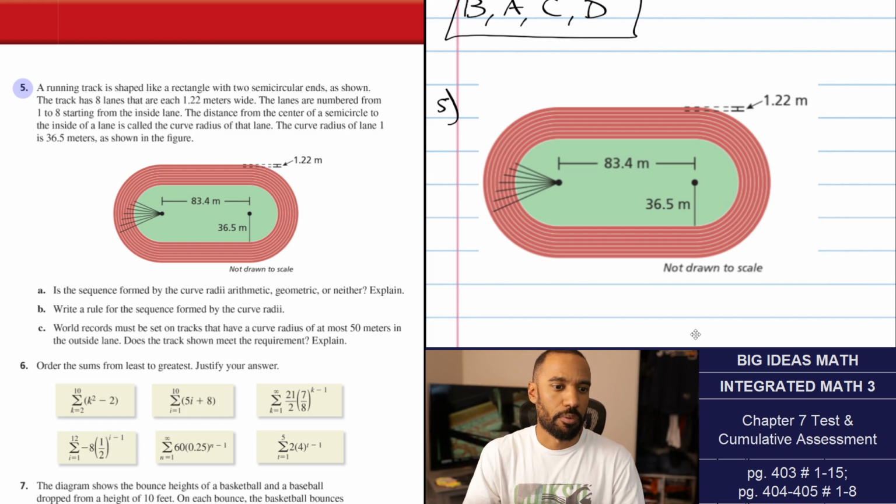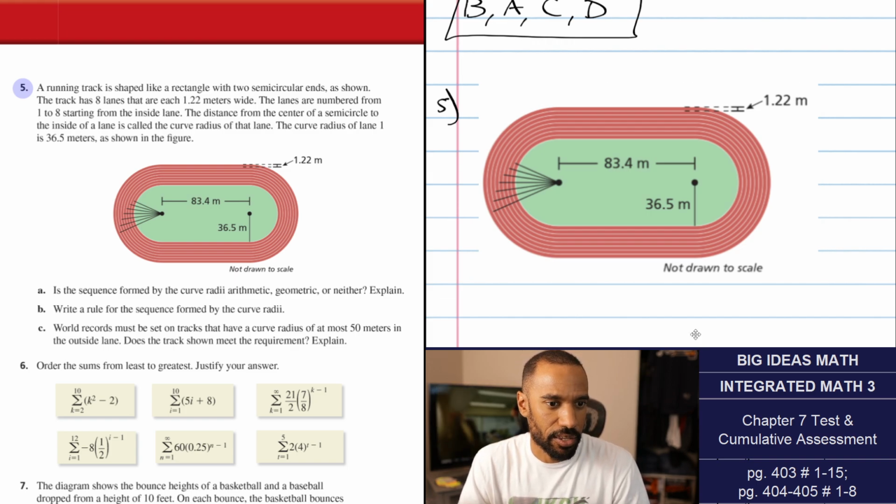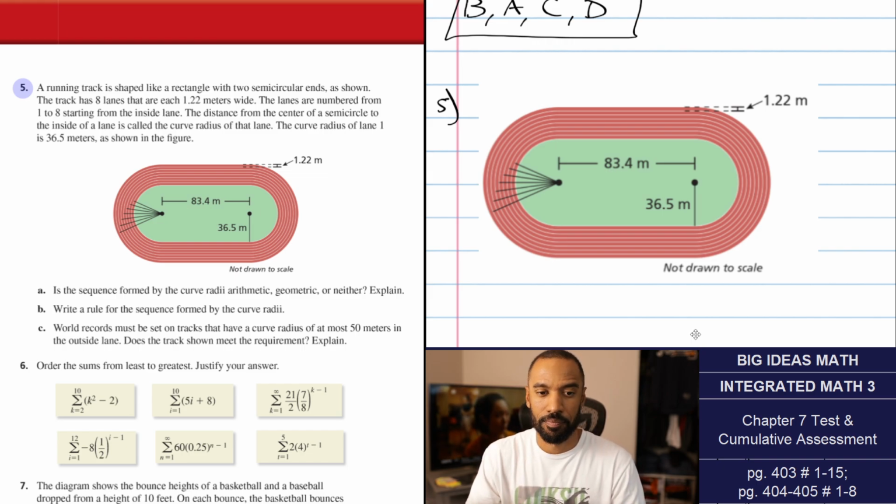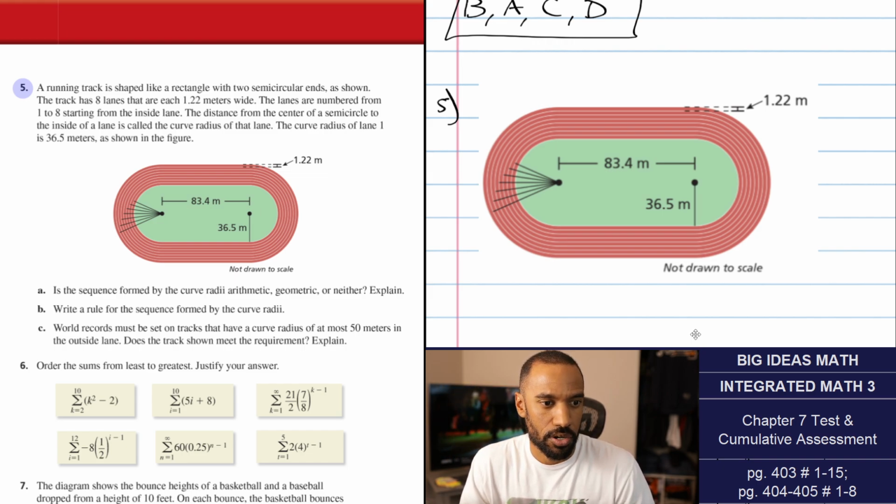The lanes are numbered from 1 to 8, starting from the inside lane. The distance from the center of a semicircle to the inside of a lane is called the curve radius of that lane. So the inside of the lane. The curve radius of lane 1 is 36.5 meters as shown in the figure.